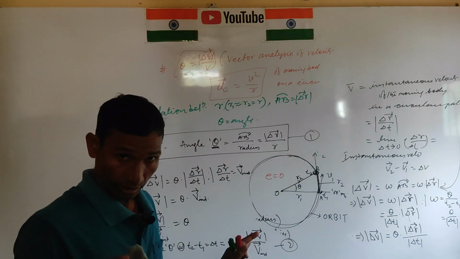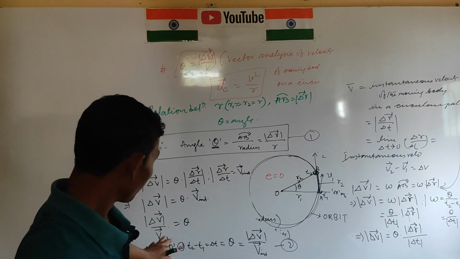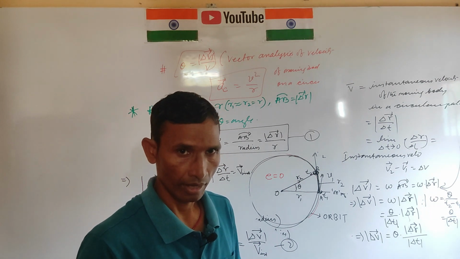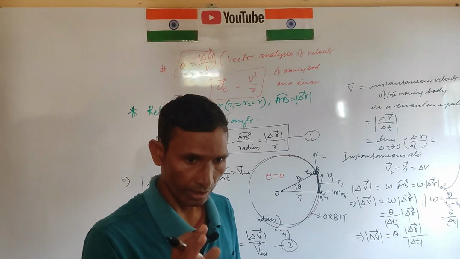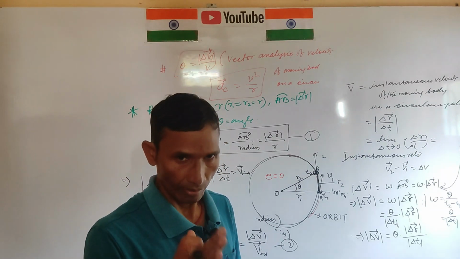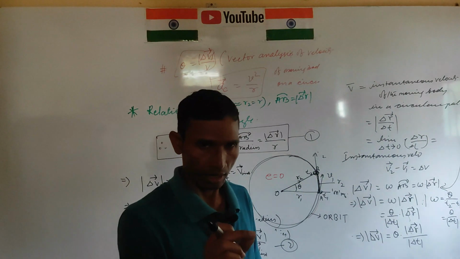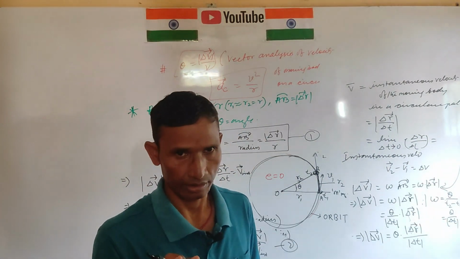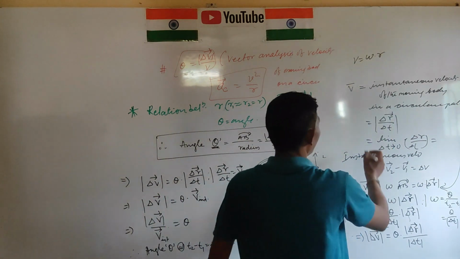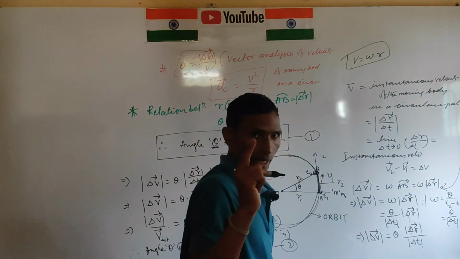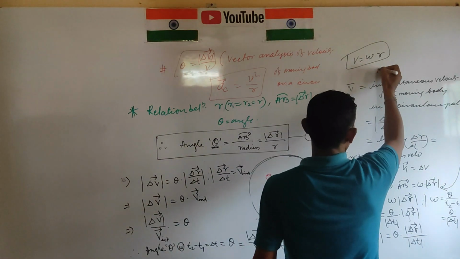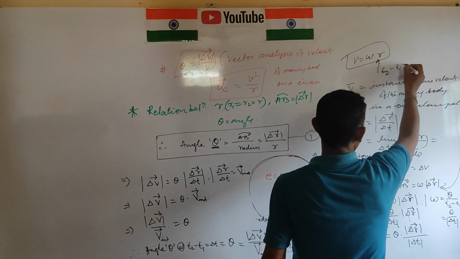Once more I simplify. Suppose that a body is moving in a circular path. When the body is moving in a circular path with a fixed velocity, that is a linear velocity v, v and omega are related to each other. What is the relation? That is v equal to omega r. This is the formula. At the instantaneous time, T2 minus T1, that is delta T.